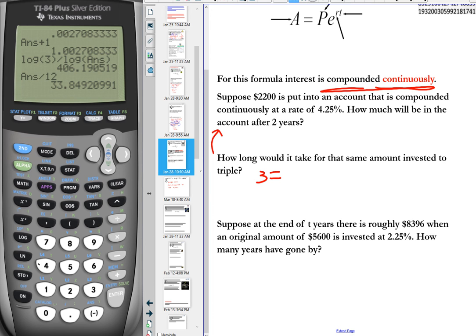Am I confusing anybody by putting that? I know I'm going to be confusing. So then let's do it like this: 6600 will just triple the 2200 and take those 2200. And this formula has E to the power of R. The rate here was 0.0425. I need to get the T by itself. In order to get the T by itself, I've got to get rid of the 2200, the E, and the 0.0425. Which one am I going to get rid of first?